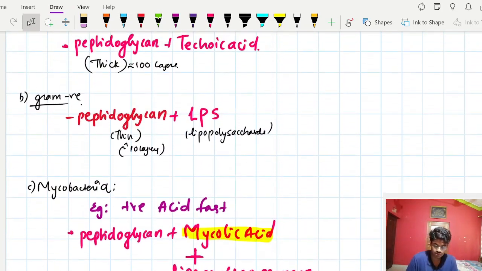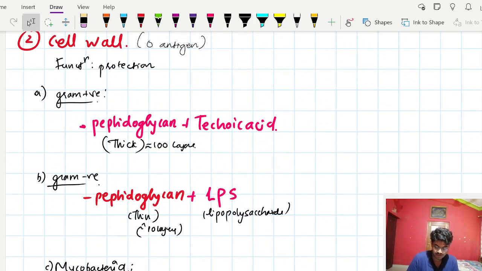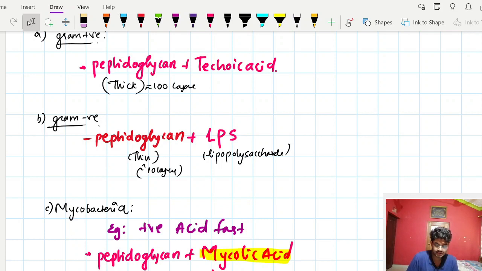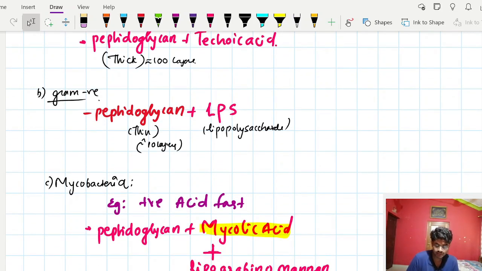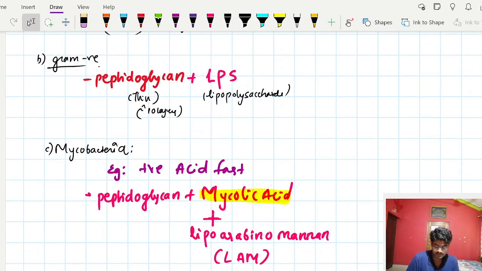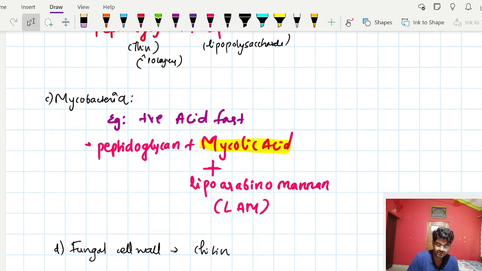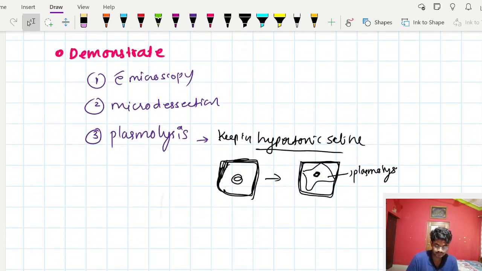And we have to know why gram positive bacteria take the primary stain: because they have a thick peptidoglycan layer. In gram negative there is lipopolysaccharide and a thin peptidoglycan layer, that's why they will not take crystal violet. Then mycobacteria are acid fast due to mycolic acid. Then the fungal cell wall is made up of chitin.